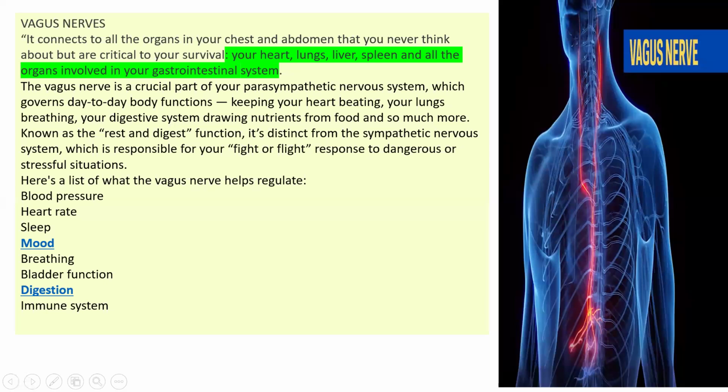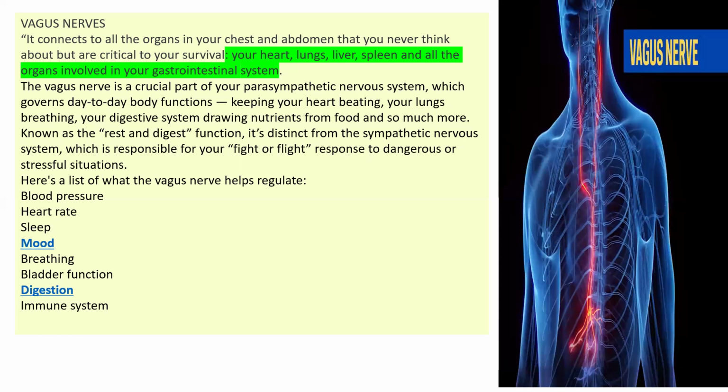So the vagus nerves connect to all the organs in your chest, and now the question may arise, what are vagus nerves? The vagus nerves connect to all the organs in your chest and abdomen that you never think about but are critical for your survival. They connect your heart, your lungs. Look at an image of the vagus nerve. These are all vagus nerves which connect your heart, your lungs, your liver, spleen, and all the organs involved in the gastrointestinal system. Kindly note this down.